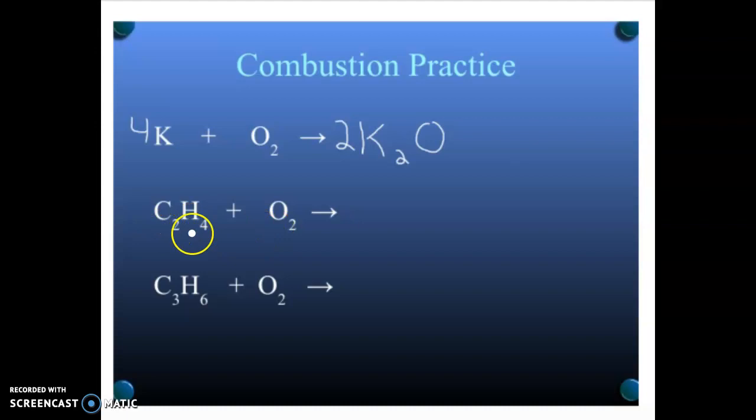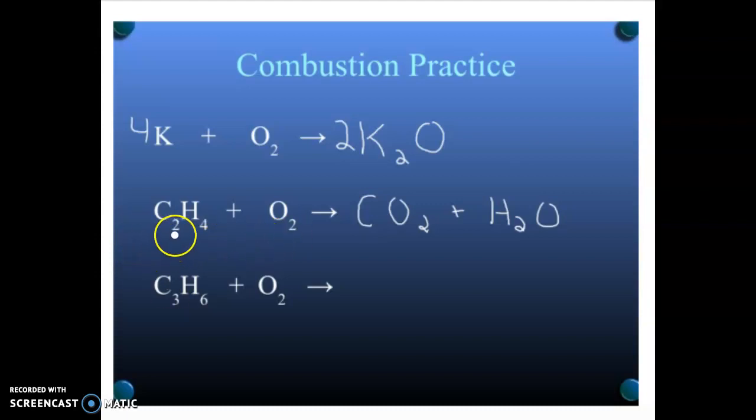All right, now the next one, this is a hydrocarbon. So our product is going to be CO2 and H2O. All right, and again, when we get this type of combustion, we want to balance carbon, then hydrogen, then oxygen, and then maybe double if we have to.